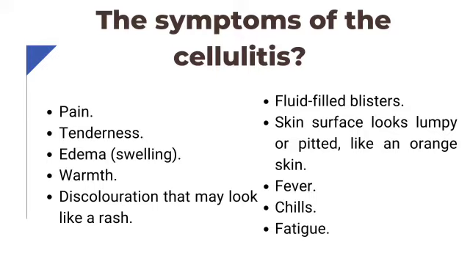So, what are the symptoms of cellulitis? The symptoms of cellulitis may include pain, tenderness, edema, which is swelling, warmth, and discoloration. It could be red, purple, or slightly darker than your usual skin color that may look like a rash. Next is fluid-filled blisters. The skin surface may look lumpy or pitted like an orange skin, fever, chills, and the last is fatigue.